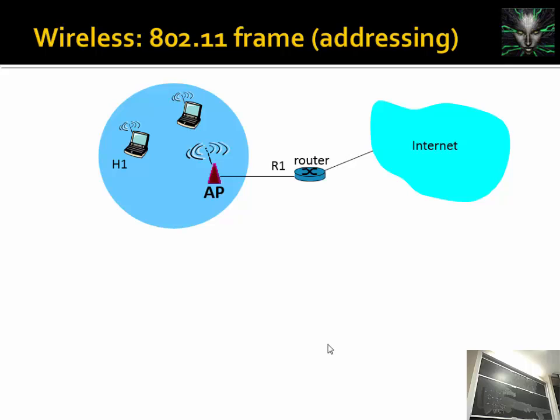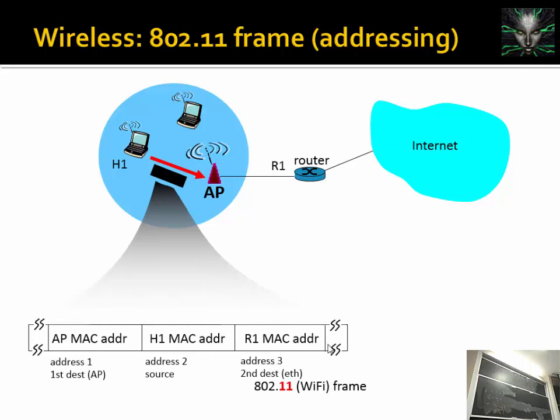Okay, so now we've talked a little bit about what's inside the packet. What does it look like when we physically deal with it? Here's this wireless node over here, this laptop. It's trying to talk to the access point, and it has the MAC address of itself, that's H1. It has the MAC address of the router it's trying to talk to, as well as the access point that's supposed to act as the intermediary. Okay? This is an 802.11 Wi-Fi frame.